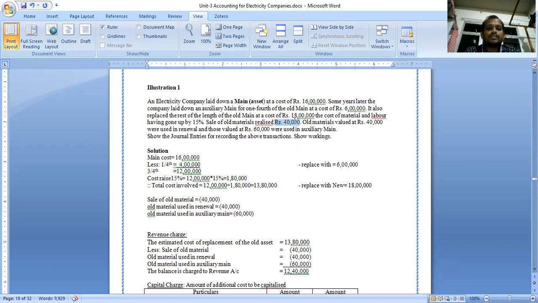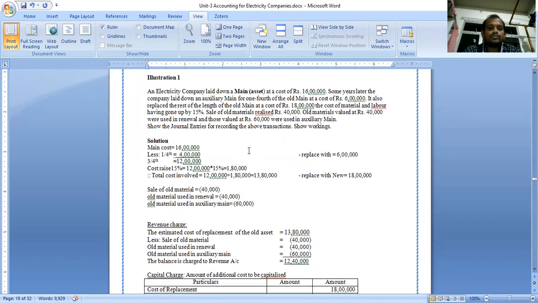So 40,000 sale, another 40,000 used in renewal. So another 60,000 used in auxiliary main. So in the sense, the 6 lakhs involved 60,000 of material. So the remaining portion of repair the company paid with cash. So show the journal entries for recording the above transaction. Show working notes.